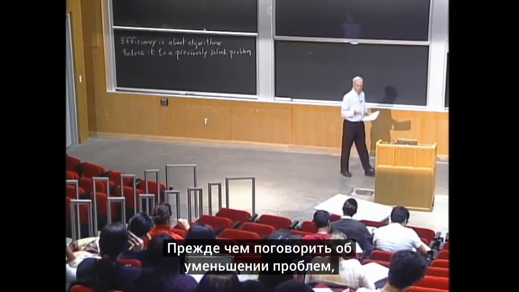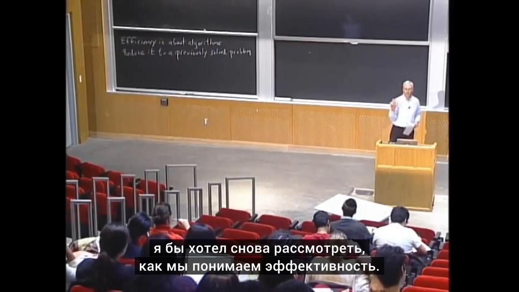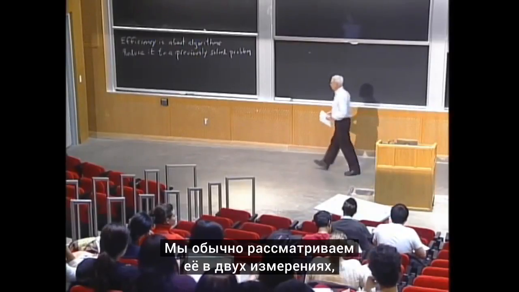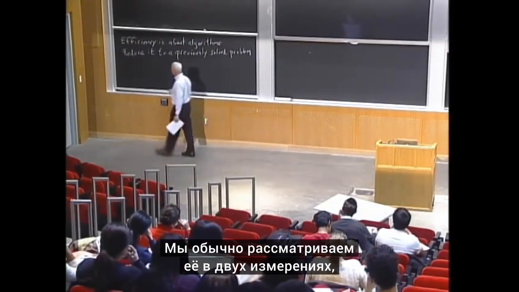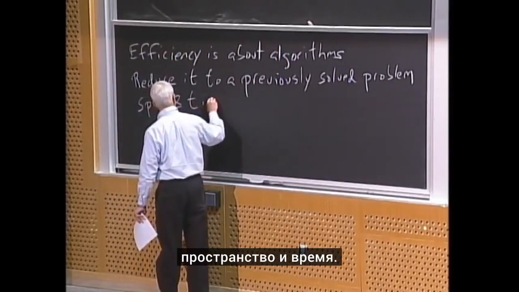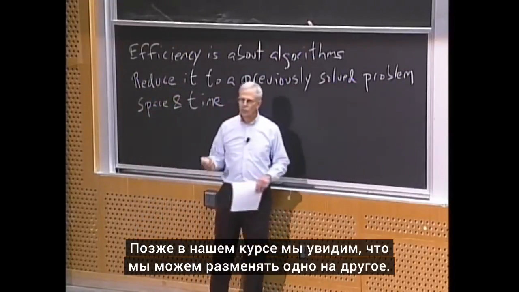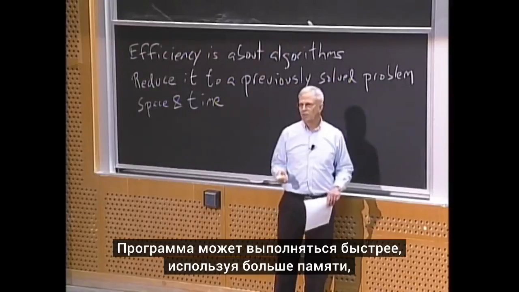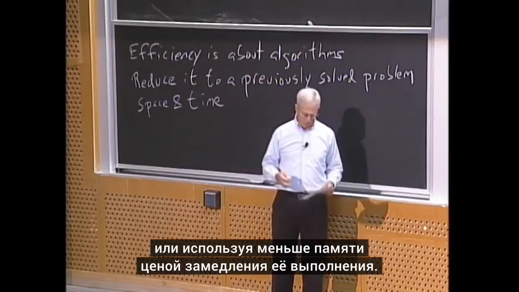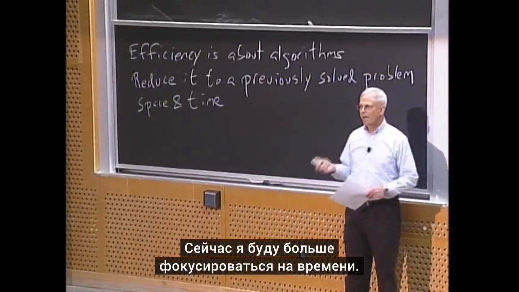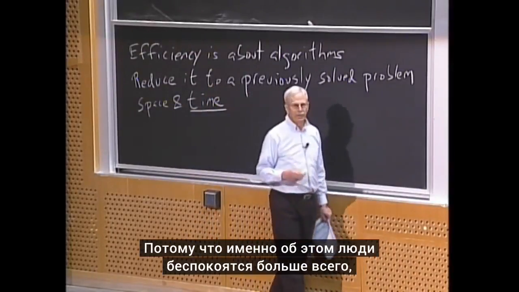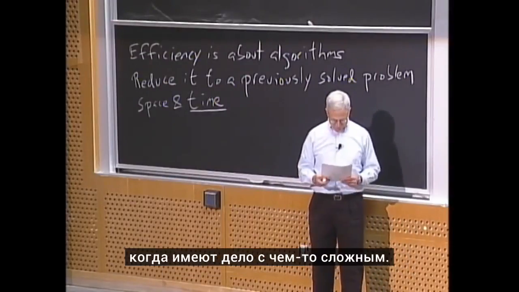Before I spend time on problem reduction, however, I want to draw back and look at the general question of how we think about efficiency. We think about it in 2 dimensions, space and time. And as we'll see later in the term, we can often trade one for the other. We can make a program run faster by using more memory, or use less memory at the cost of making it run more slowly. For now, in the next few lectures, I'm going to focus on time, because really that's mostly what people worry about these days when they're dealing with complexity.